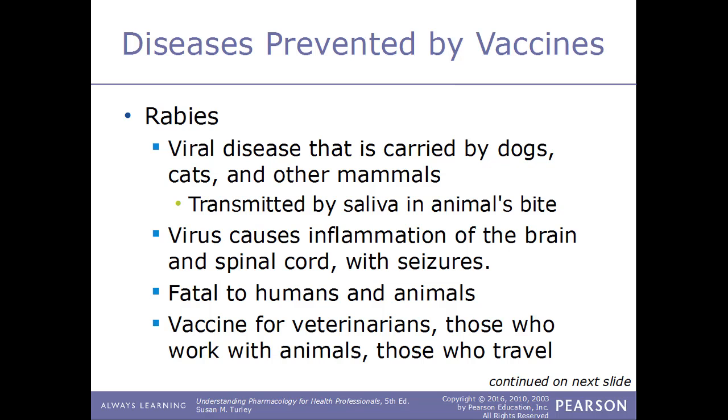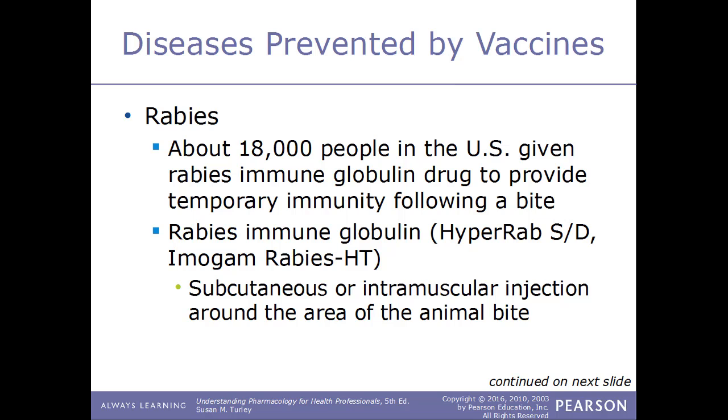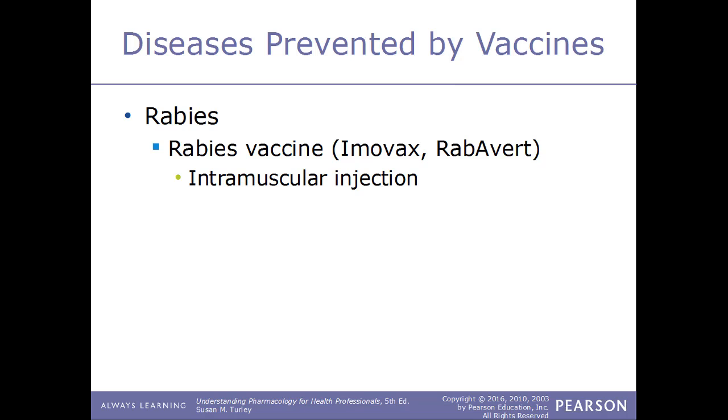And the vaccine is given for veterinarians, anyone who works with animals, and those who travel. About 18,000 people in the U.S. are given the rabies immunoglobulin drug to provide a temporary immunity following a bite from an animal that is suspected to be rabid. Now, the rabies immunoglobulin, also known by its brand names HyperRAB SD and also Imogam Rabies HT, is a subcutaneous or intramuscular injection around the area where the person was bitten by the animal. And the regular rabies vaccine, its trade names include Imovax and RabAvert, and this is an intramuscular injection.